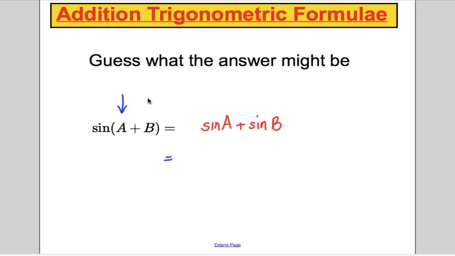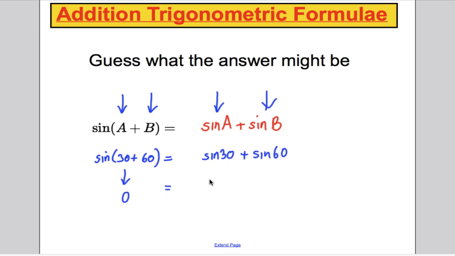Just take a second to think: can you think of an angle A and an angle B that you could choose to show that sine A plus B was not equal to sine A plus sine B? Well, you could do something like sine of, let's say, 30 plus 60. By the way, that's sine 90, and you know sine 90 is 1, so this is 1, but if it were equal to sine 30 plus sine 60, you would have a half plus root 3 over 2. And that certainly is not equal to 1, so you know this doesn't work.